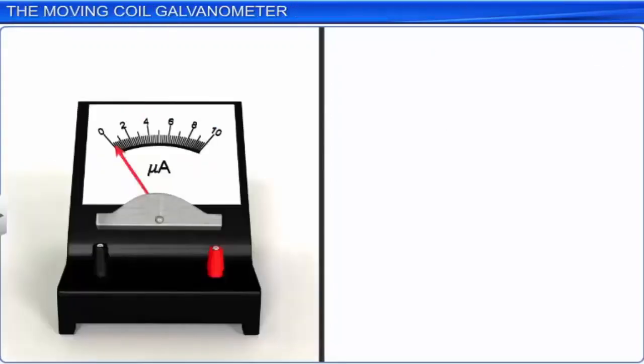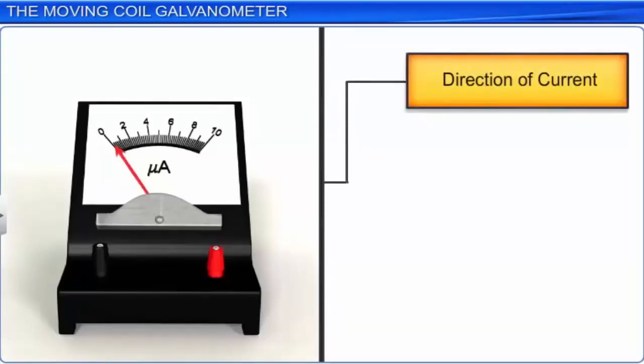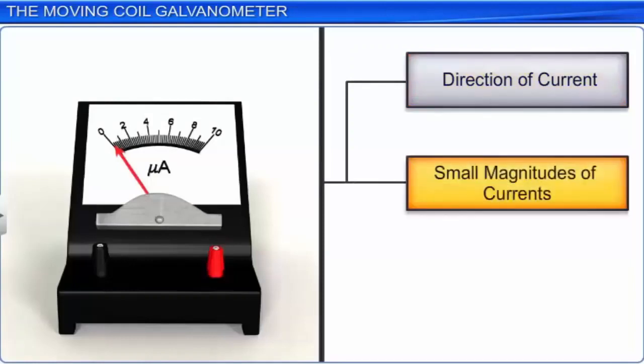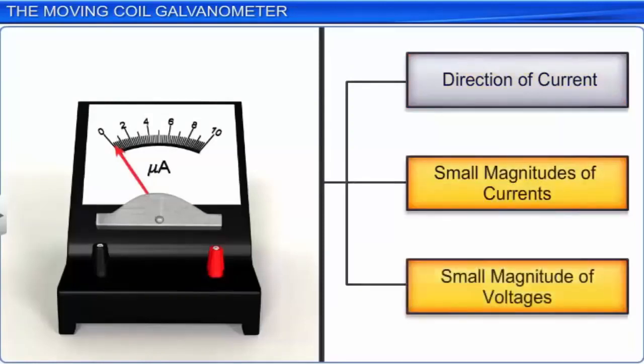A moving coil galvanometer is used to detect the direction of current in electric circuits. It is also used to measure small magnitudes of currents and voltages in electric circuits. The moving coil galvanometer works on the principle that when a current-carrying coil is placed in a uniform external magnetic field, it experiences a torque. Let us discuss this in detail.